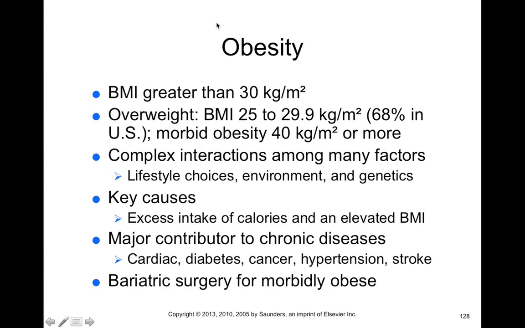Now, just some definitions, you guys. Obesity is a BMI of greater than 30 kilograms per square meter. And by definition, we have this BMI index. If someone has a BMI of 25 to 29.9, then we say they're overweight. If it's above 30, we say they're obese. And if it's above 40, we say they're morbidly obese. There's an issue with this scale, though, because it's dependent on body height and body weight.